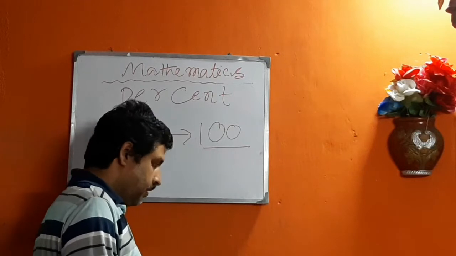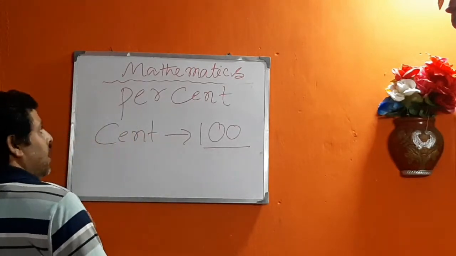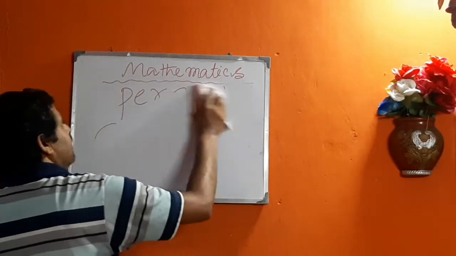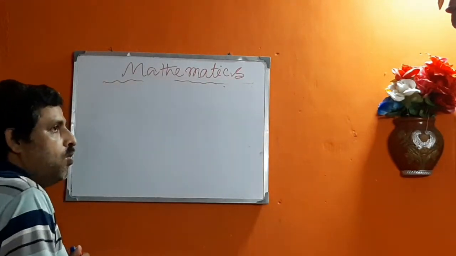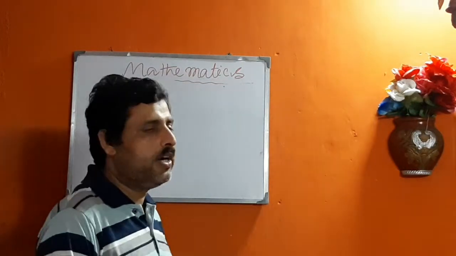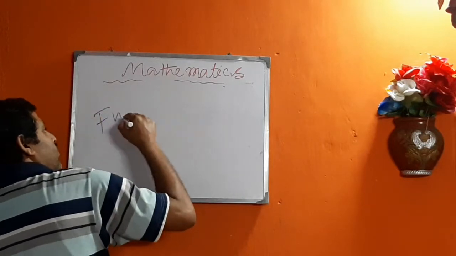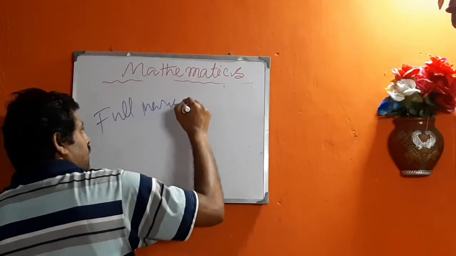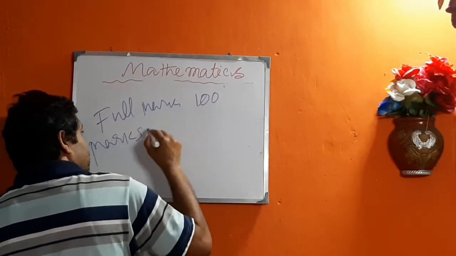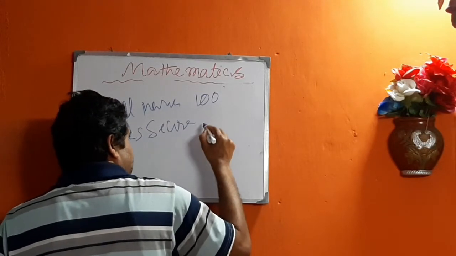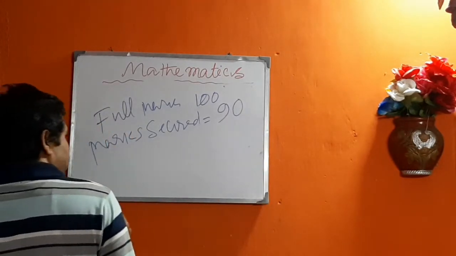Suppose a boy has scored 90% in mathematics. That means out of 100 marks, he has secured 90 marks. If the full marks is 100 and the marks secured or obtained is 90, it can be represented in two ways.